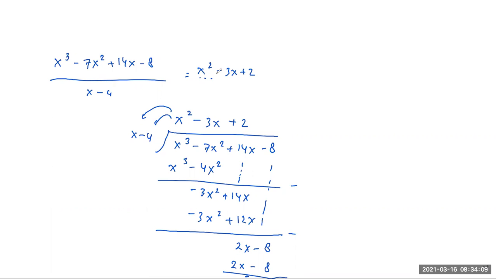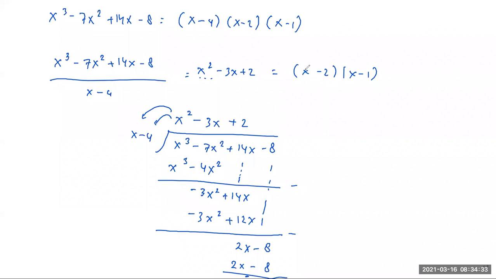And can I factor this? Yeah, I can factor this. It is x minus 2, x minus 1. So actually, I can know that for x cubed minus 7x squared plus 14x minus 8, the factors are x minus 4, x minus 2, x minus 1. Right? Because this is one of the factors, and this one also the factors. But that's the next thing.